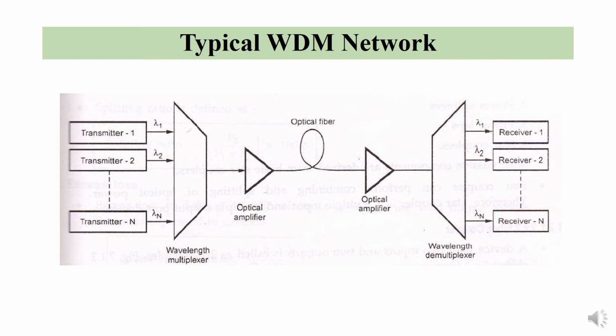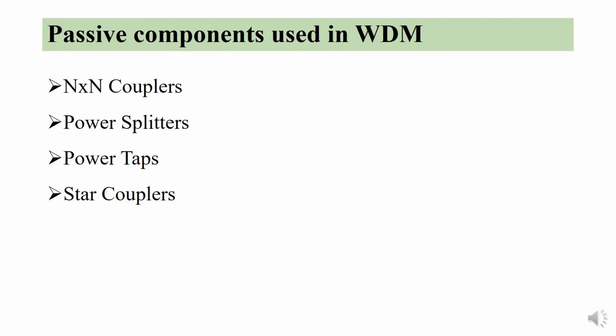At the receiving end, we can see there is a wavelength demultiplexer. The wavelengths are separated, that is lambda 1, lambda 2 and so on, and you get the signal back in time division multiplexed form, and each receiver will be receiving the original data which was sent from here.